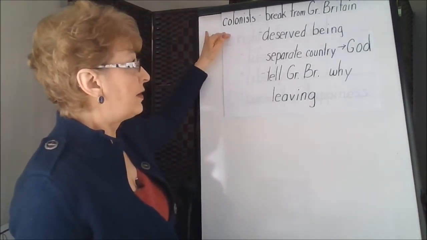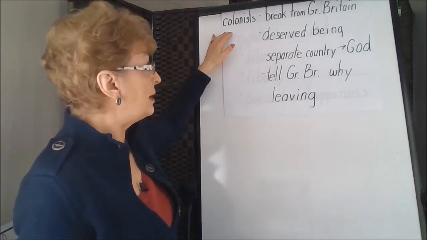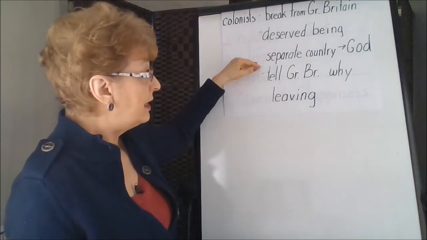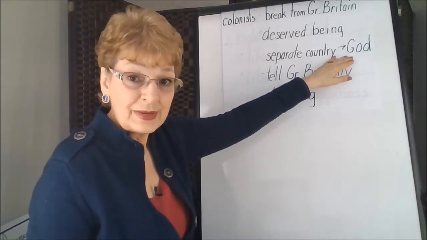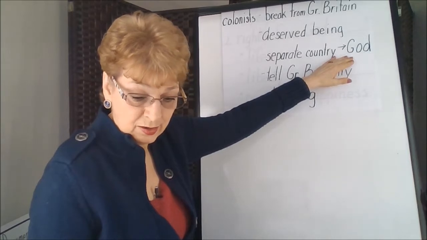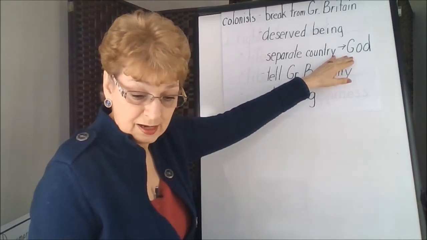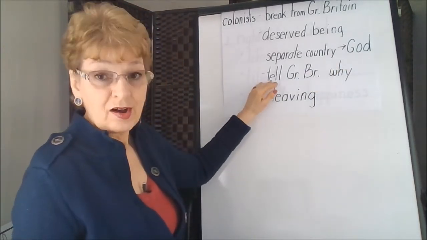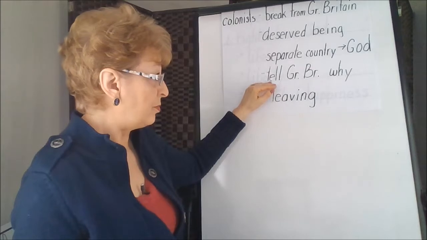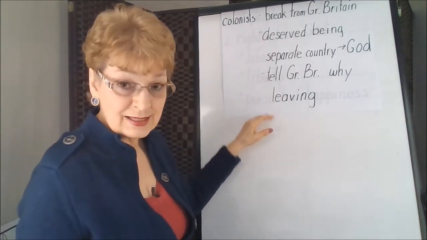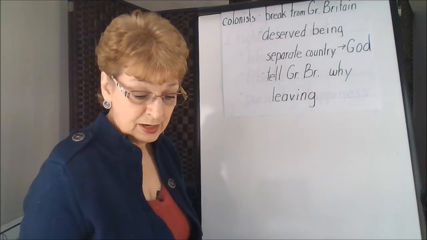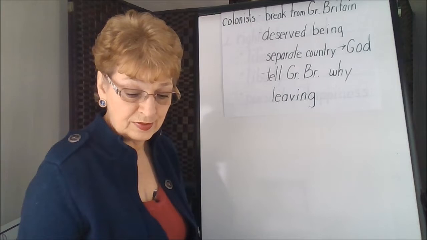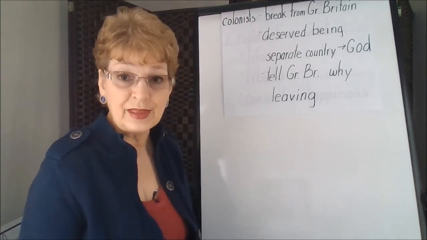The colonists felt that they should be able to break away from Great Britain. They felt that they deserved being a separate country. They said that God gave them inalienable rights. It says here, "to which the laws of nature and of nature's God entitle them." They also felt that they should tell Great Britain why they were leaving. That's the last part of the paragraph. "With a decent respect to the opinions of mankind, requires that they should declare the causes which impel them to separation."